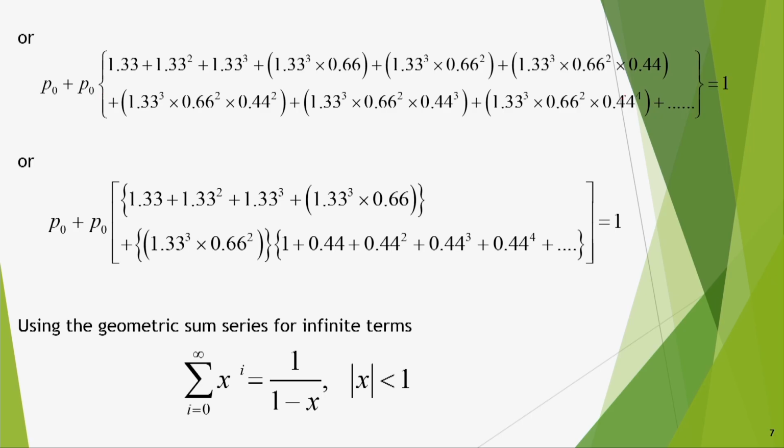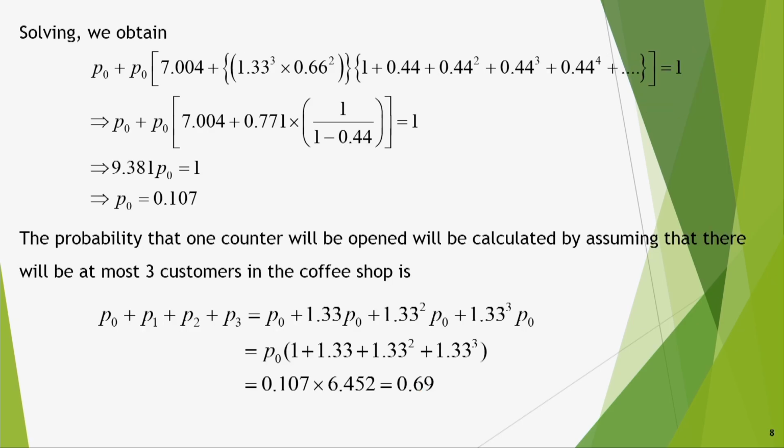But anyway, P0, and you keep doing that, plus plus plus, like that. Now you have to use the geometric series, because there are some terms which are going up to infinity. So sum over i from 0 to infinity of x to the power i is equal to 1 by (1 minus x), where |x| is smaller than 1, and of course rho is smaller than 1. So you get this type of thing, and you have to do some mathematical manipulation. After that you get P0 equal to 0.107.